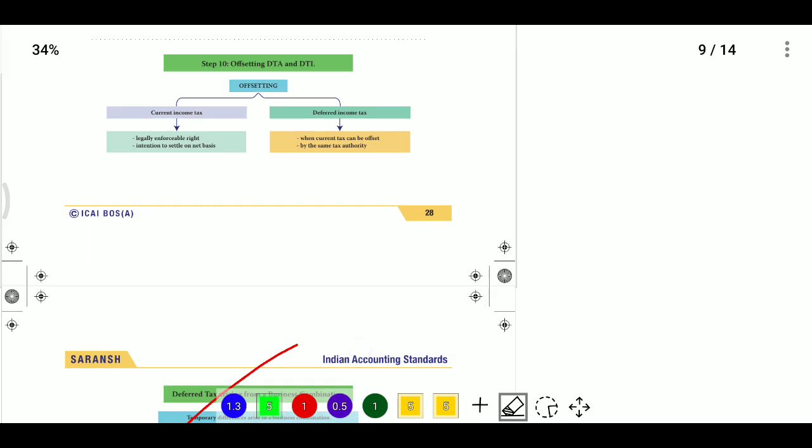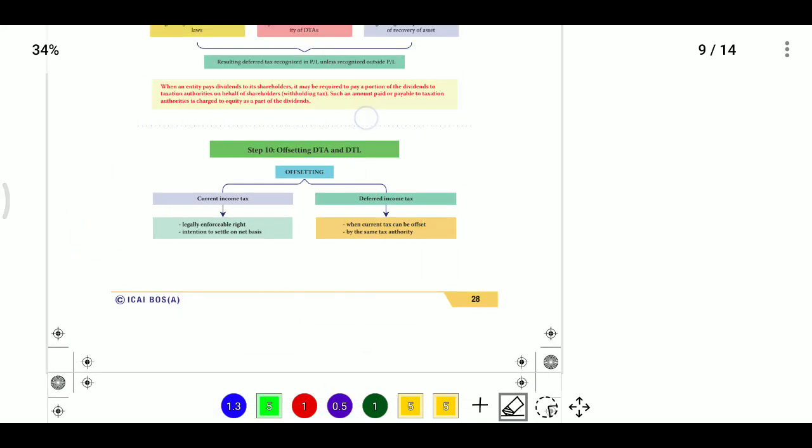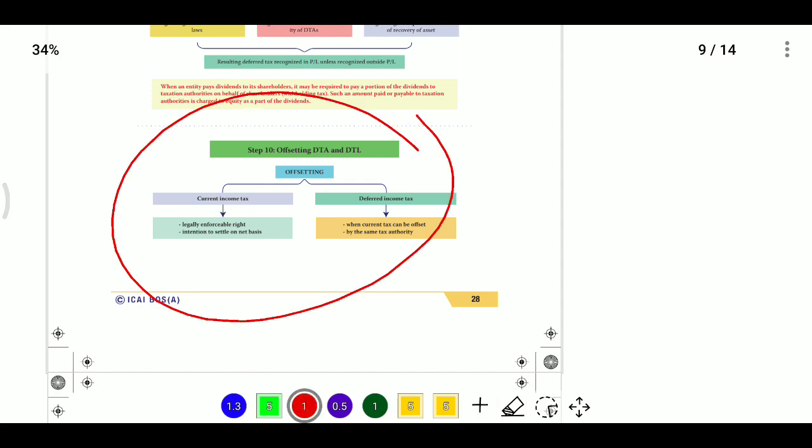Now what do we say about this offsetting? Offsetting means offsetting of current tax asset and current tax liability, or offsetting of deferred tax asset and deferred tax liability, only if the entity has a legally enforceable right to set off the respective tax asset and liability. Only same to same taxes are allowed. We cannot set off current tax with deferred tax, because both are not the same.